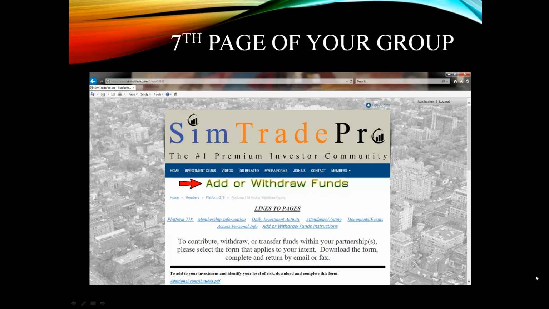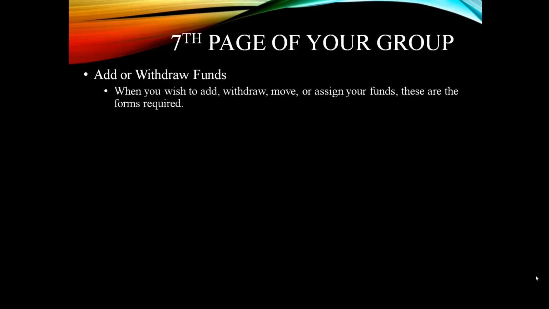The 7th page, or the last page, that's available to all members at this particular time, is to add or withdraw funds. This page is extremely important, okay? When you wish to add, withdraw, move, or assign your funds, these are the forms required. You'll need to complete the form prior to the end of the quarter. We have our quarterly meetings 2 weeks before the end of the quarter. You'll have approximately 4 days to fill out your form and to deliver it to us. If you fail to do that, we take the assumption that you don't want to do anything different.